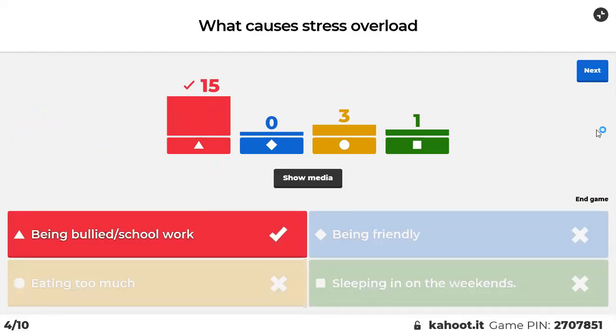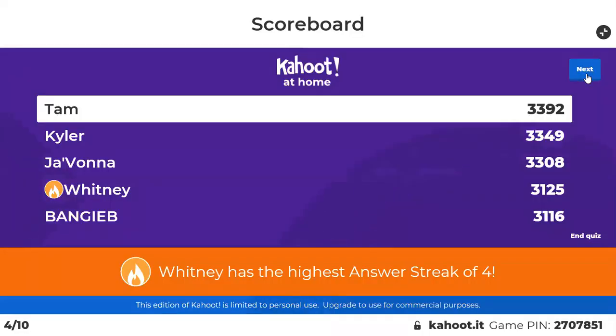All right, let's see who shot up to the front of the line. Tam. All right, Tam. Whitney, you on fire, though. You probably can catch Tam. Let's keep it coming.